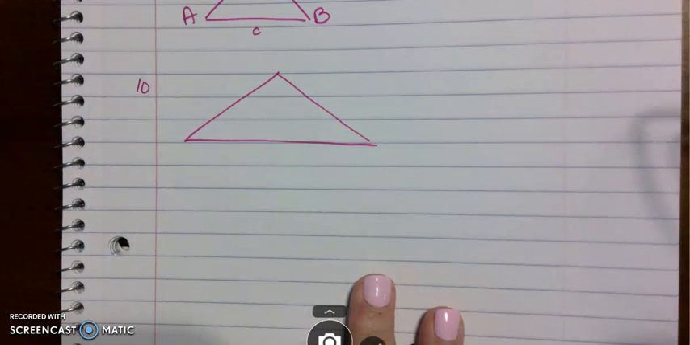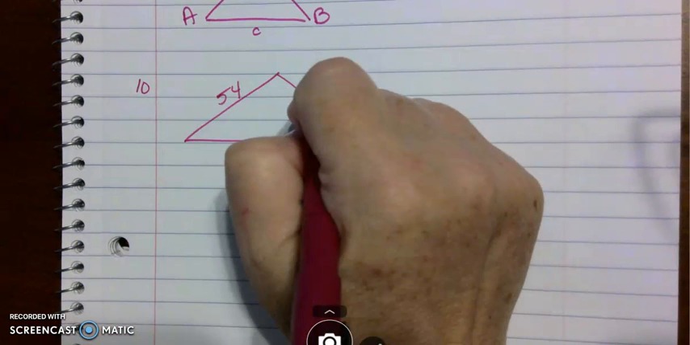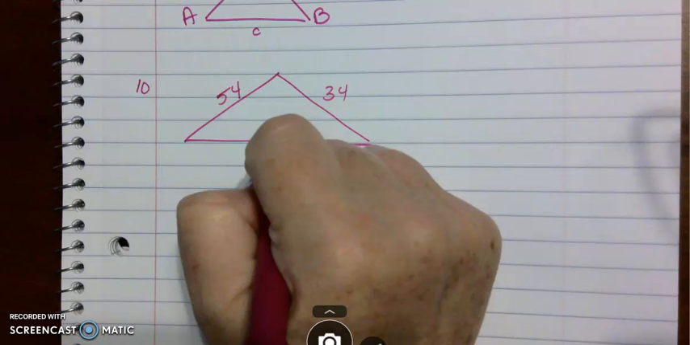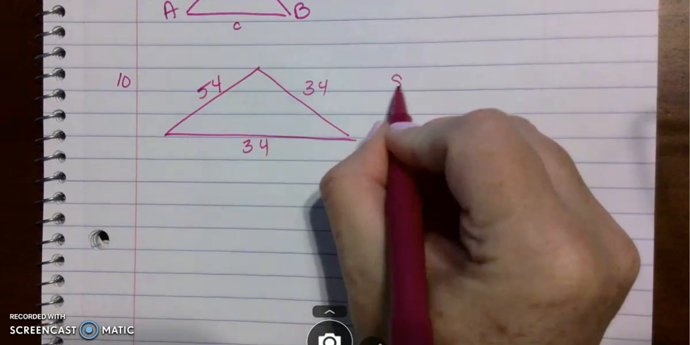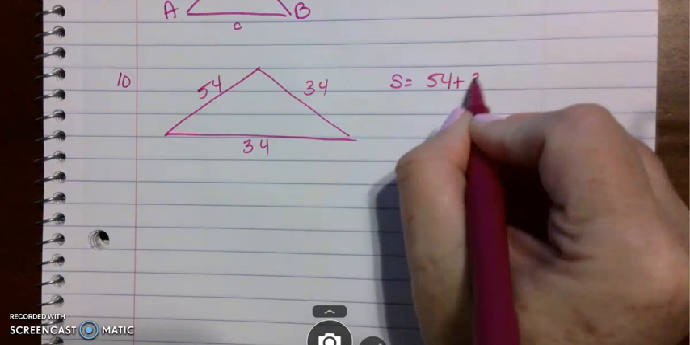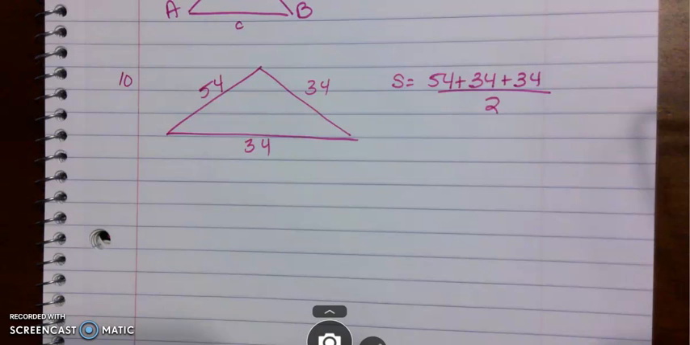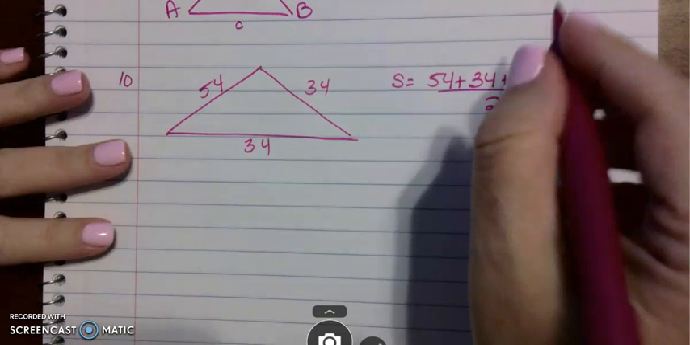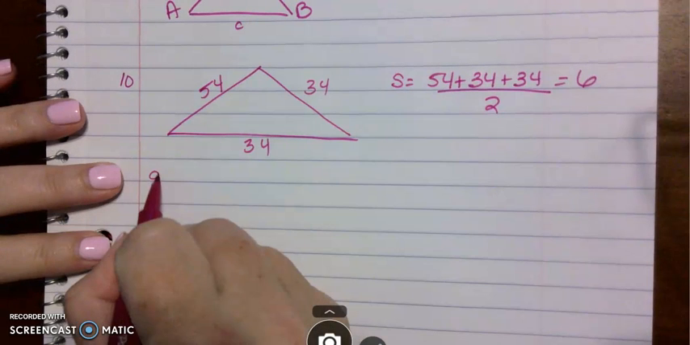Triangle, triangle, triangle. Okay, so we have a 54, a 34, and a 34. So I know all my sides. So we're going to use Heron's formula where we have to find little s. This is where we add all the sides and then divide by 2. So 54 plus 34 plus 34, enter, divide by 2 is 61. I'm going to write this. So here we go with the area.